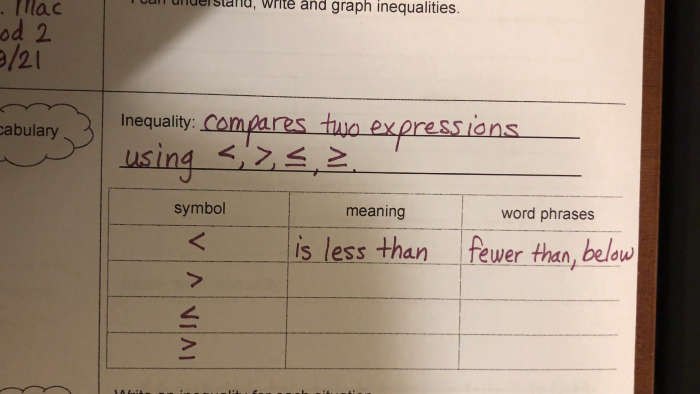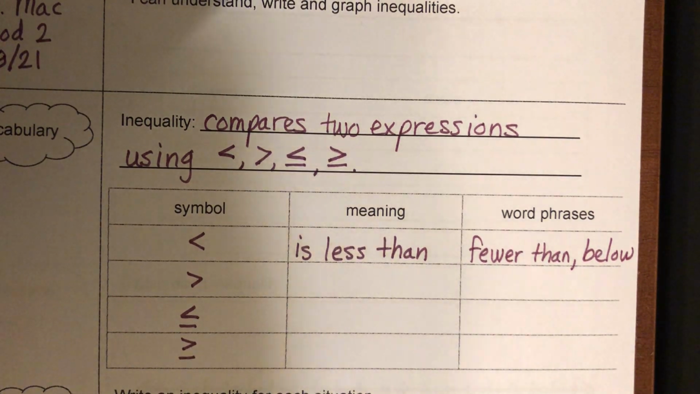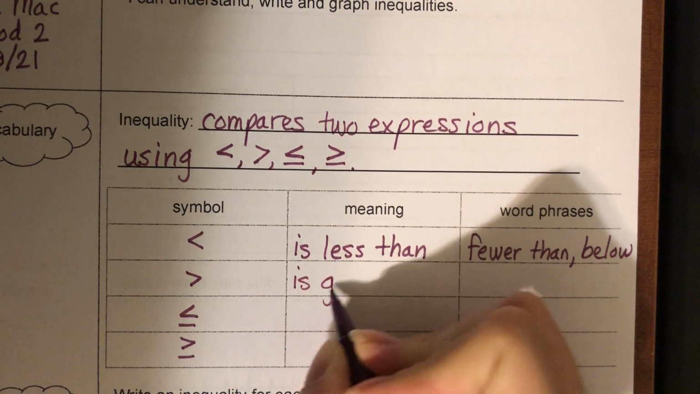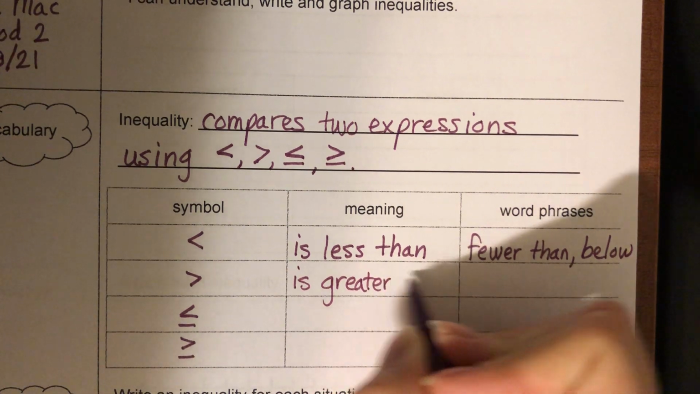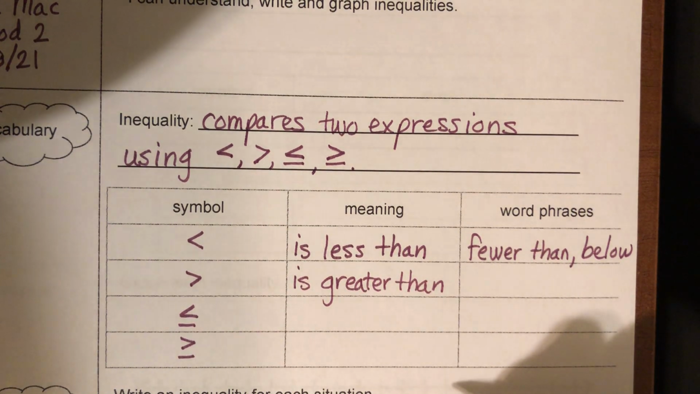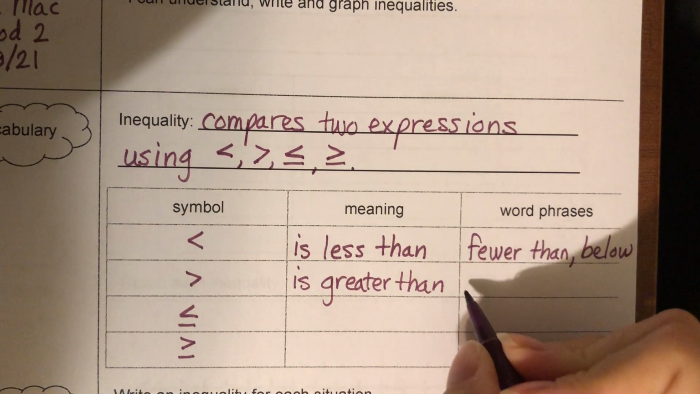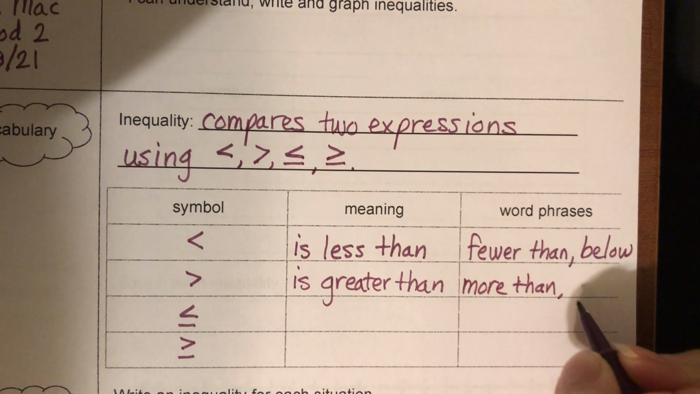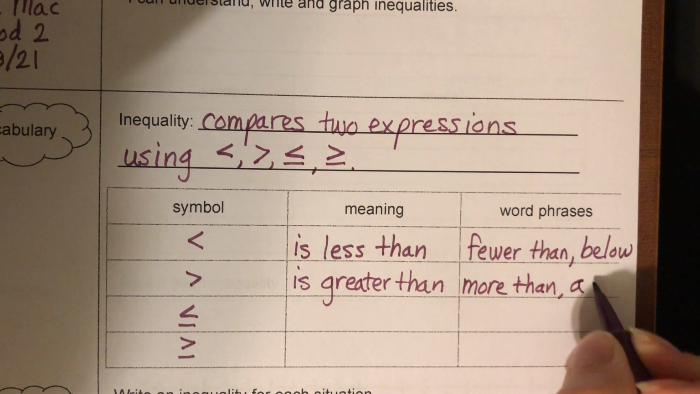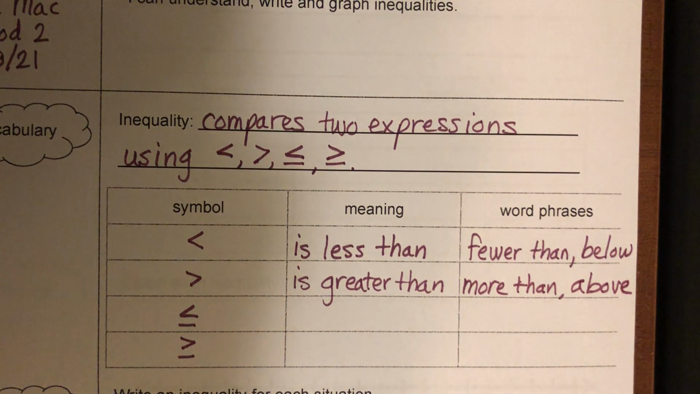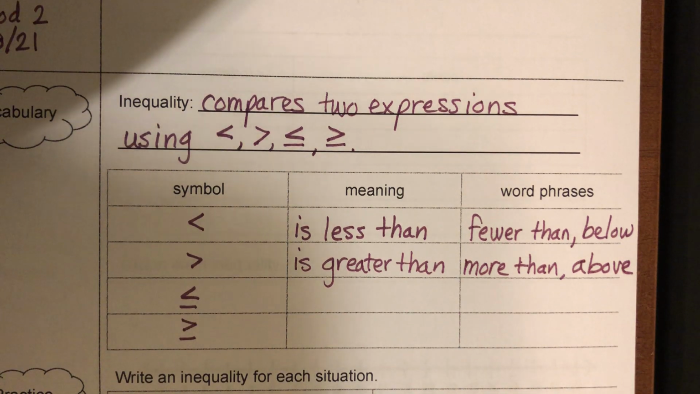The next symbol is the opposite of less than, and that is greater than. So we can read this symbol as is greater than. And we would say this is greater than this. And some key phrases here that you might see when you're reading a problem are more than or above. And we're going to see examples of those problems here in just a minute.